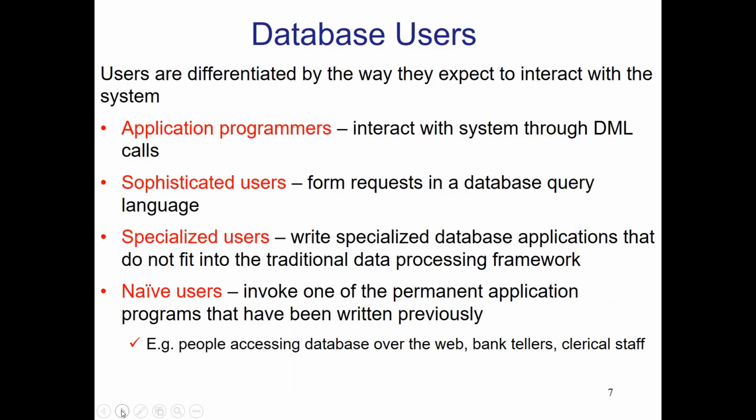Database users. Users are differentiated by the way they expect to interact with the system. Application programs interact with the system through DML calls. Sophisticated users form requests in a database query language. Specialized users write specialized database applications that do not fit into the traditional data processing framework. Naive users invoke one of the permanent application programs that have been written previously. Example, people accessing database over the web, bank tellers, clerical staff.